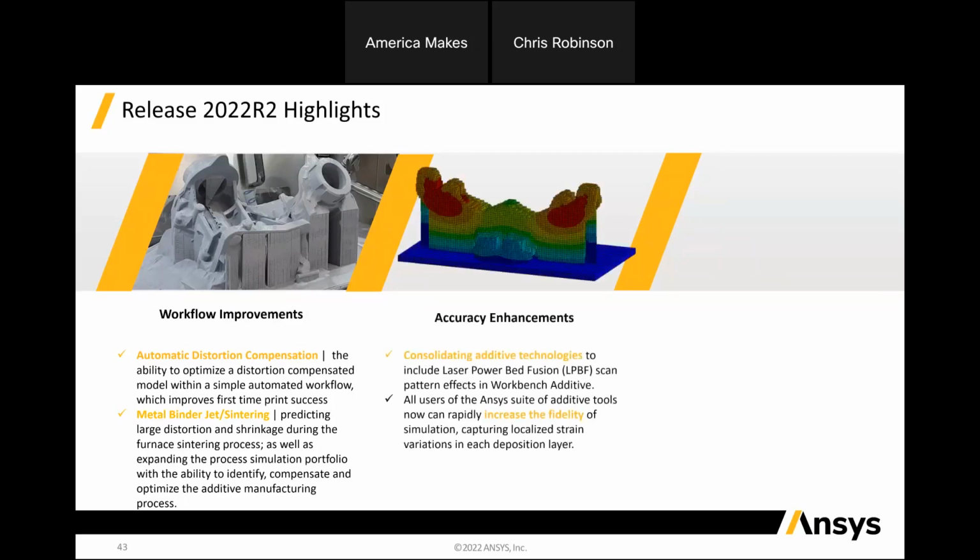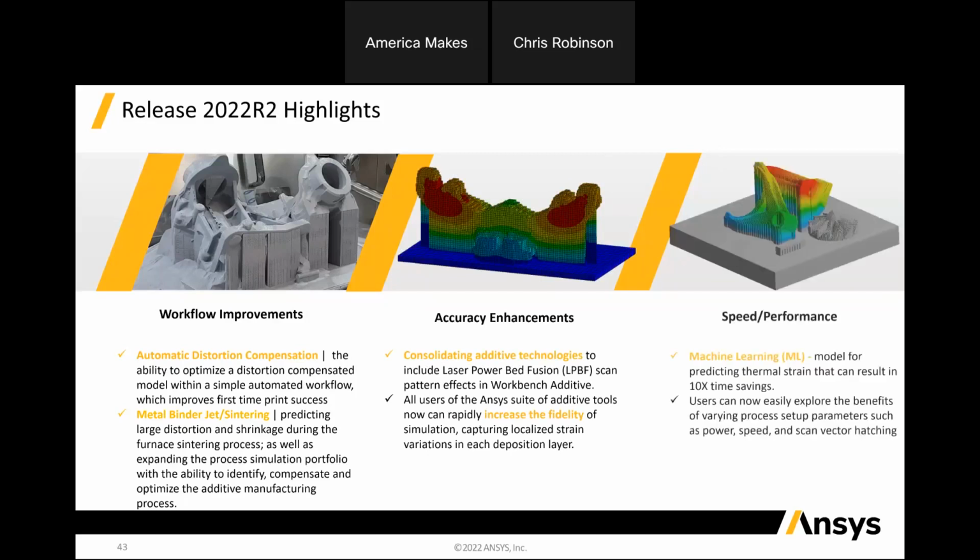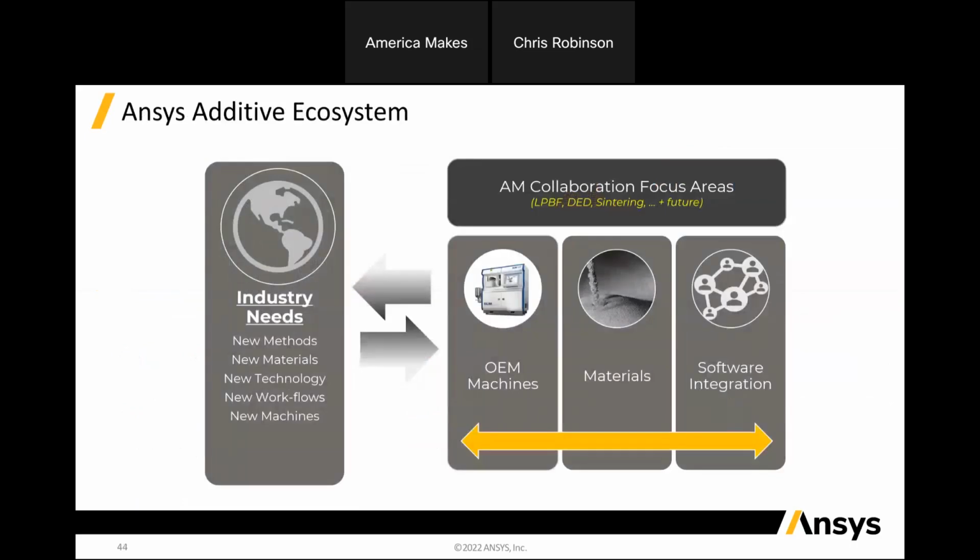We've released binder jet printing, put more and more capability into the Ansys Mechanical application for additive. And so now you have a lot of that mesoscale capability with scan patterns as well as machine learning, which has been a huge improvement on the overall speed for doing that machine learning for a thermal strain analysis at the mesoscale level. So we all know that in additive, there are needs in methods, materials, technology, workflows, machines.